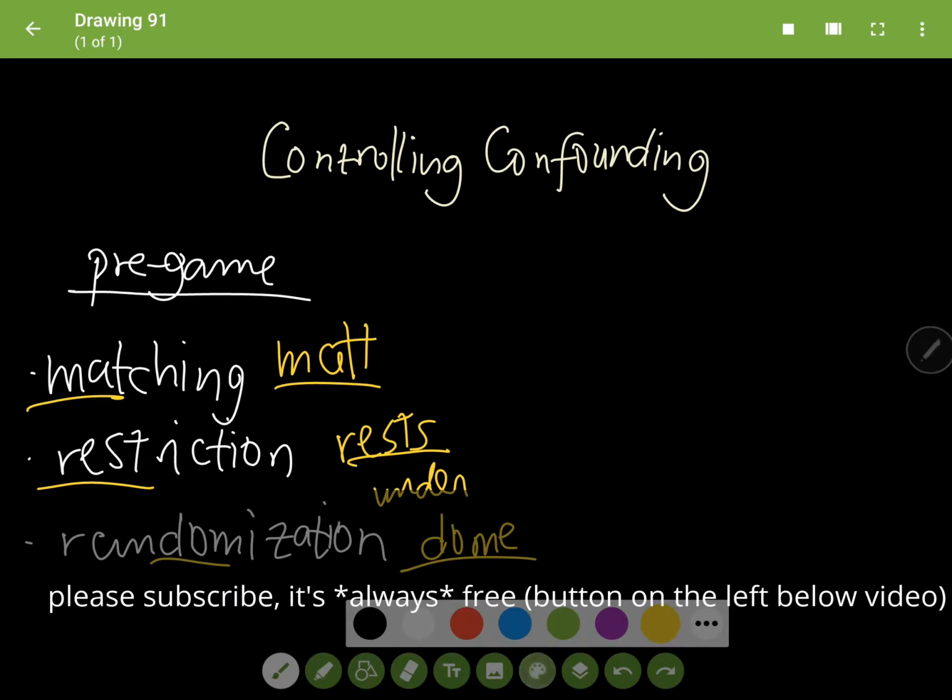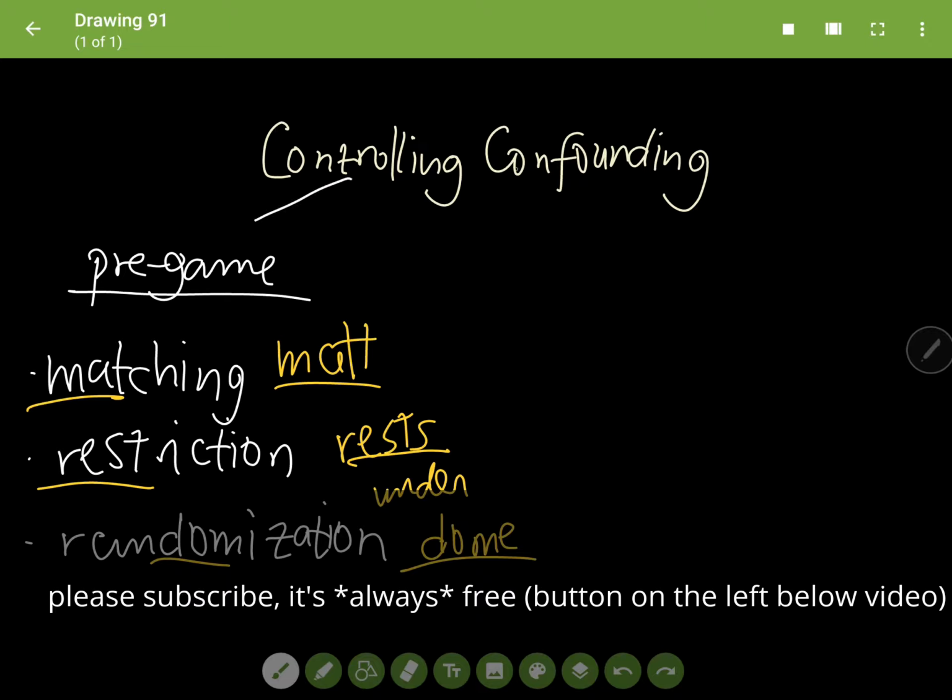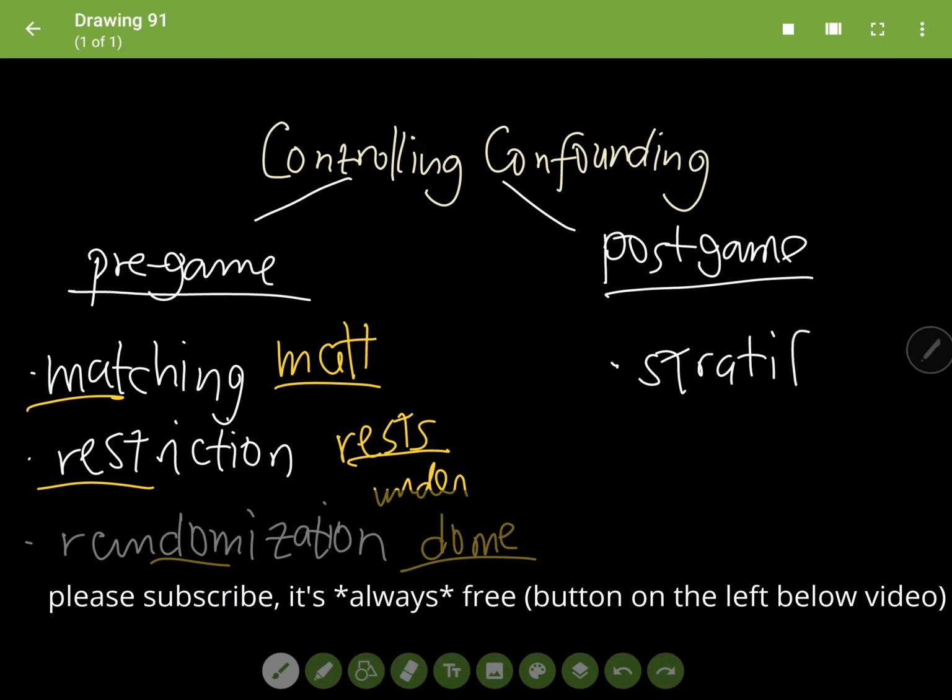So I went over the pregame. Now as for the postgame, we got our analysis, and we can stratify or we can do statistical modeling. So I'm going to go over these three first: matching, restriction, and randomization.